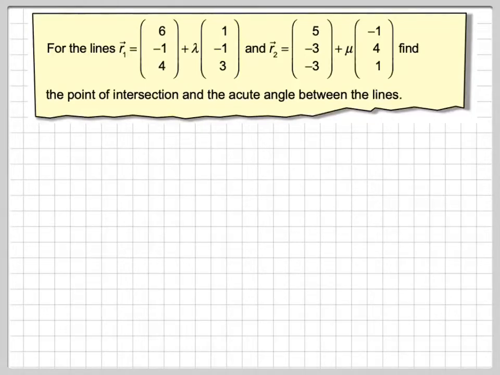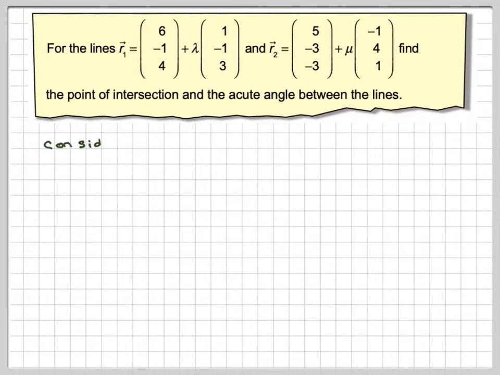Okay, so in this video we've got two lines written in vector form, and if they're not written in vector form, before you can do this you would have to write them in vector form to convert them from Cartesian to this format. You're asked to find the point of intersection and the angle between the lines.